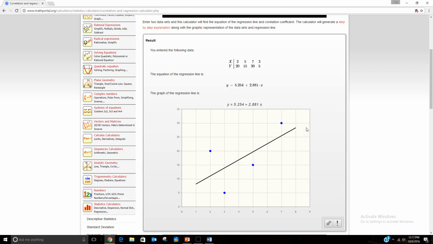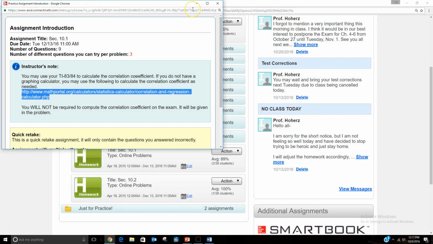So that's what you need to do on your homework. When you get to these, you can calculate the R and the equation by using this website. And on the test, I will give you the R and the equation in the problem.